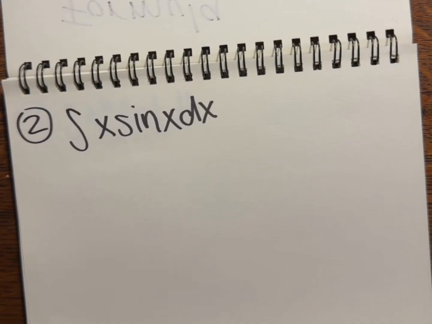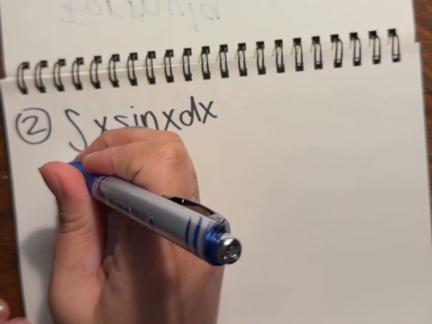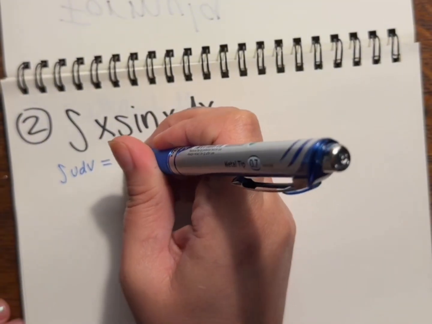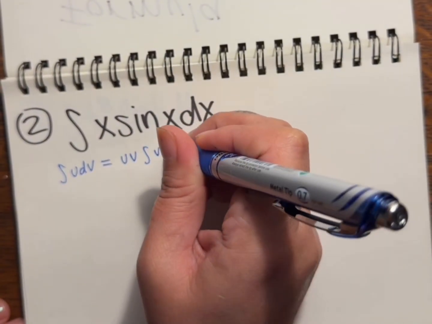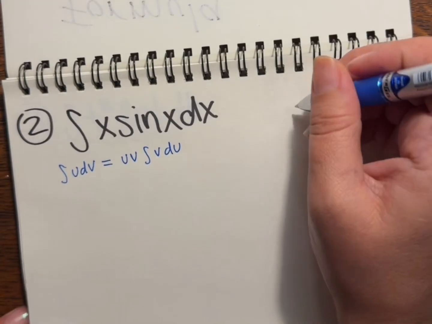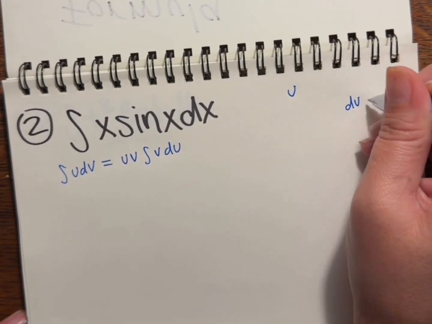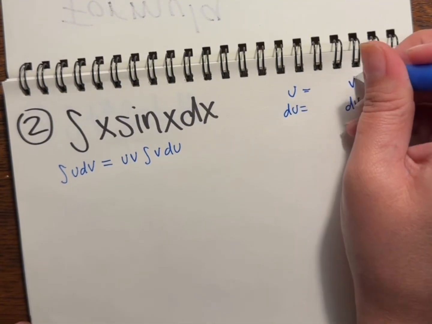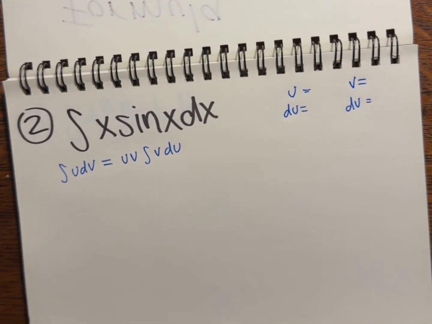Okay, now let's try another one. I'm going to write the formula again. So it's use Danny's vase until Violet's vase dries up. Okay, now I'm going to identify my u and my dv. But let's just write everything out to keep myself organized.